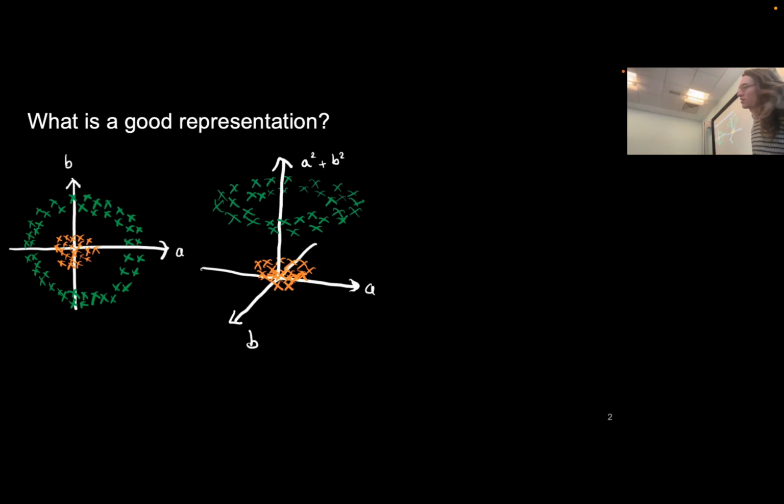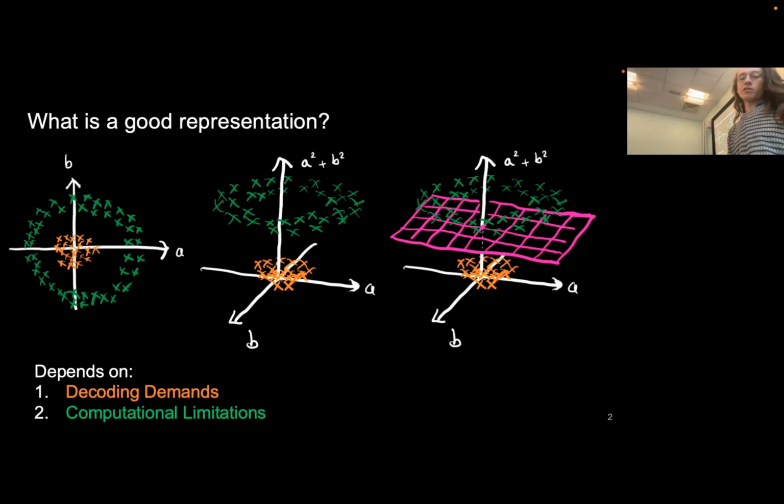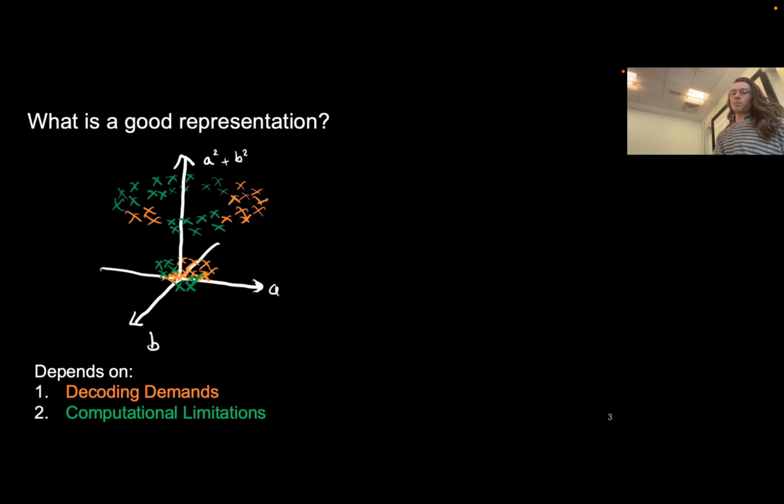But if you add a third axis that doesn't add any more information, but just reconfigures the existing information, then you can, as you can see, slice it with a hyperplane and decode orange from green. So I guess the points to take from this are that depending on the decoding demands, in this case orange versus green, or our computational limitations, which are we have to decode things linearly, we end up deciding that the second representation is good and the first one is bad. But you can imagine how each of these things could change. For example, you might want to decode different patterns of orange versus green, and then neither of them would be good, and you have to come up with some other representation.